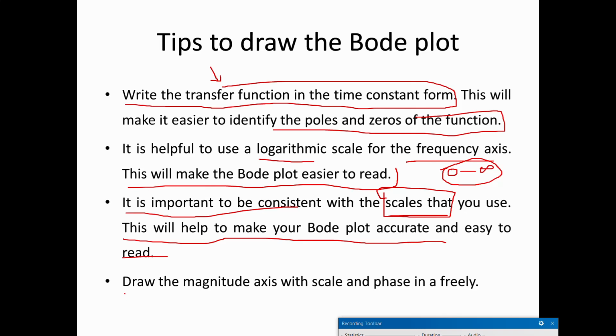The last point, this is a very important point: draw the magnitude axis with a scale and the phase as a freehand drawing. So for example, if this is our bode plot, almost all the magnitude axis should be drawn with a scale. And if we are drawing the phase, it should be drawn very freely, because it should look something like this. So for this phase plot we are not supposed to use scale, we have to use scale only for this magnitude plot. So these are some of the tips that can be utilized to draw the bode plot. Thank you.